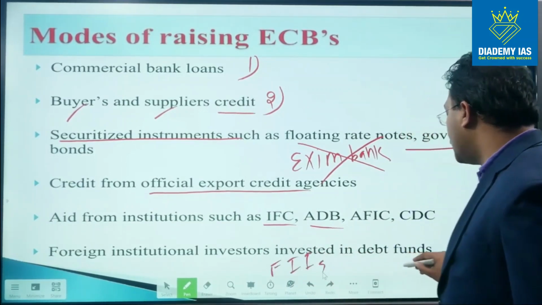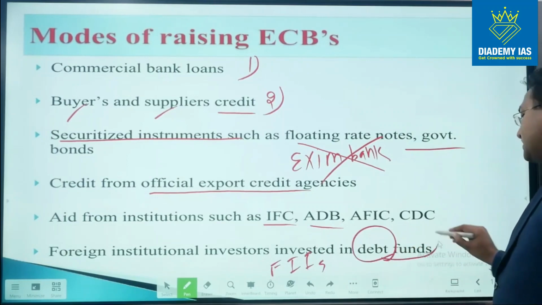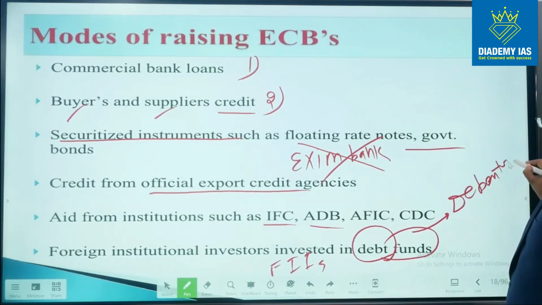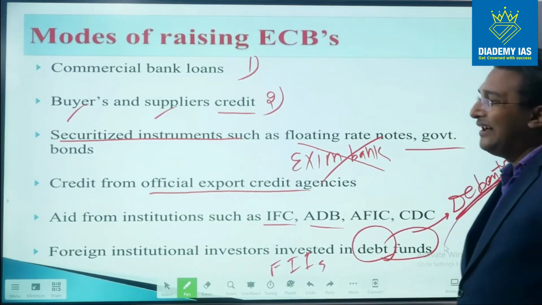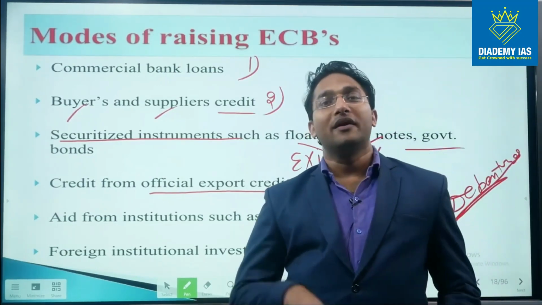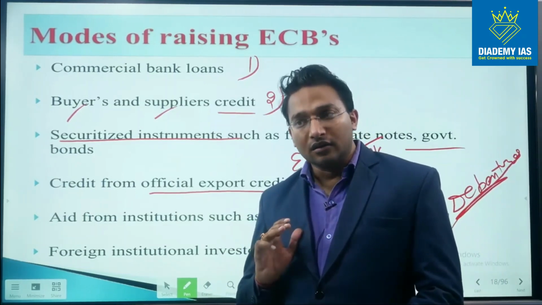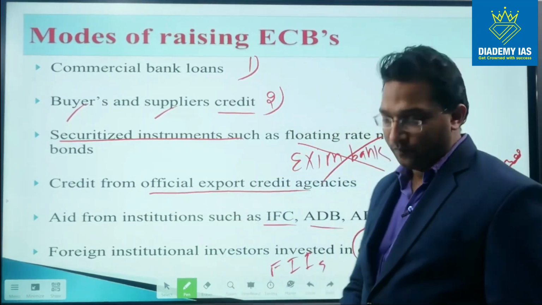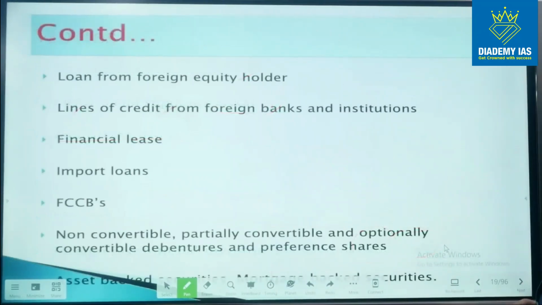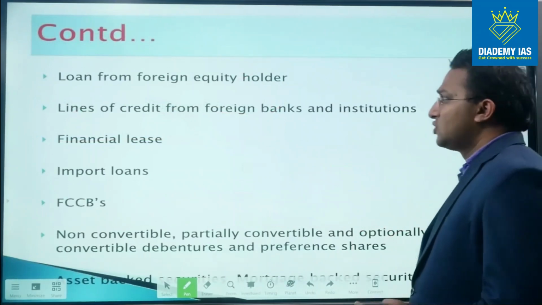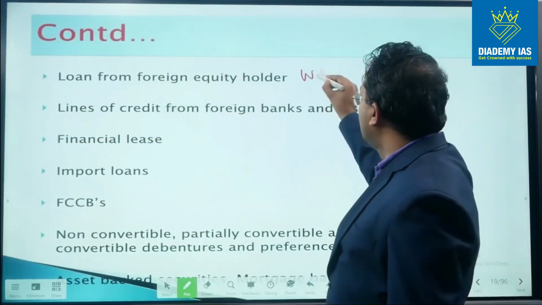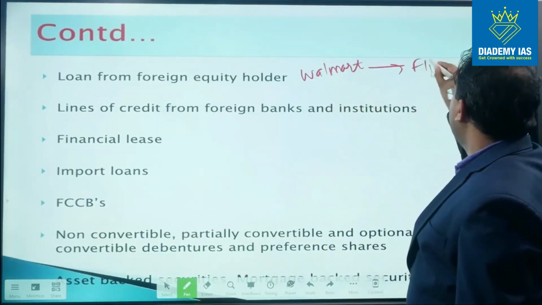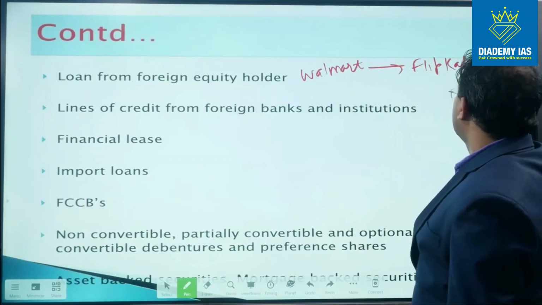Foreign institutional investors, FIIs who have invested into the debt funds. Debt fund means, for example, debentures. Debentures means the instruments which have been issued for raising the loan, debt, and the money will be returned in the future. And in lieu of that loan, there is an interest which is paid regularly. Loan from foreign equity holder. I already gave the example of Walmart giving the loan to its own company in India, which is the Flipkart.